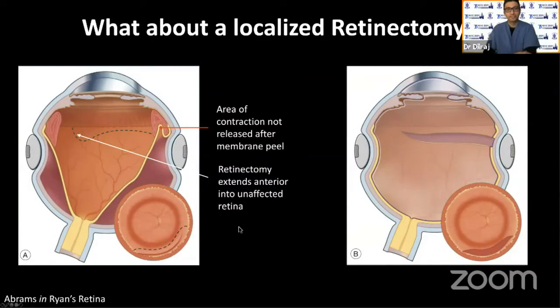So there are also cases where you may not necessarily need to perform your typical inferior 180 retinectomy, but a more localized retinectomy may be adequate. And these are areas where the area of contraction is not released after the initial membrane peel, and the retinectomy in that case needs to extend anterior again into the unaffected retina.